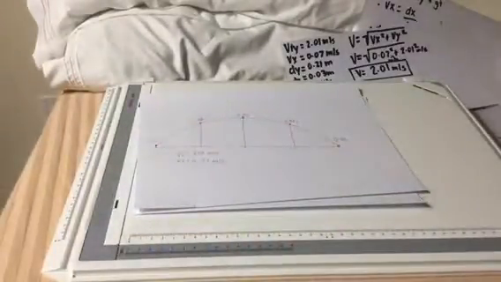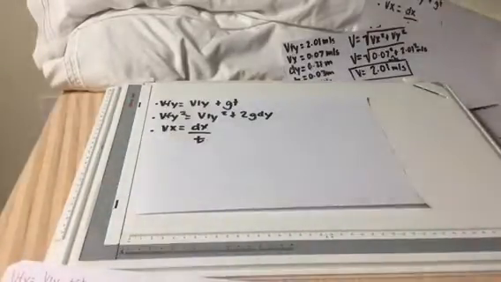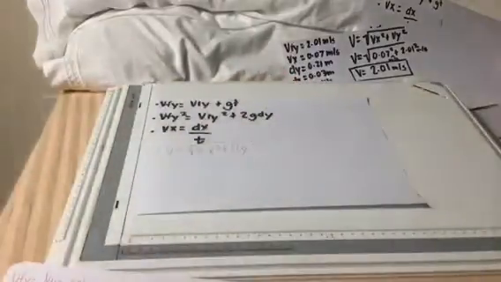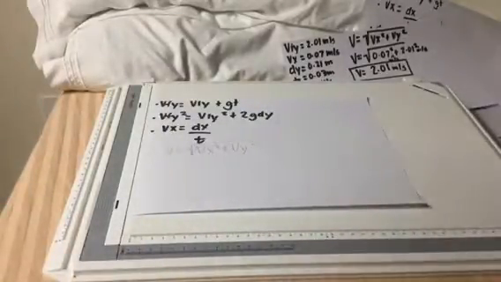So let's do the initial position first. Down here are the formulas we're going to use. VFY equals VIY plus GT, VFY squared equals VIY squared plus 2GDY, and VX equals DX over T. And wait a minute, I forgot to add something. There's one more formula we're going to have to use, which is obviously V equals the square root of Vx squared plus Vy squared. Okay, just add that formula right in. Now let's get started, shall we?